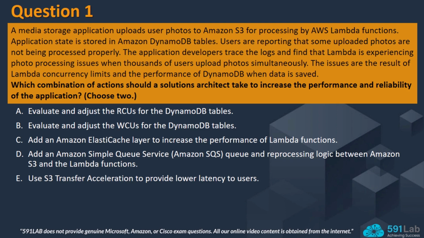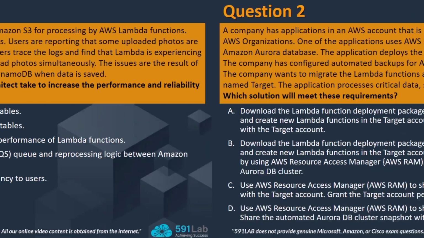The application developers trace the logs and find that Lambda is experiencing photo processing issues when thousands of users upload photos simultaneously. The issues are the result of Lambda concurrency limit and the performance of DynamoDB when data is saved. Which combination of actions should a solution architect take to increase the performance and reliability of the application? Choose 2 answers.